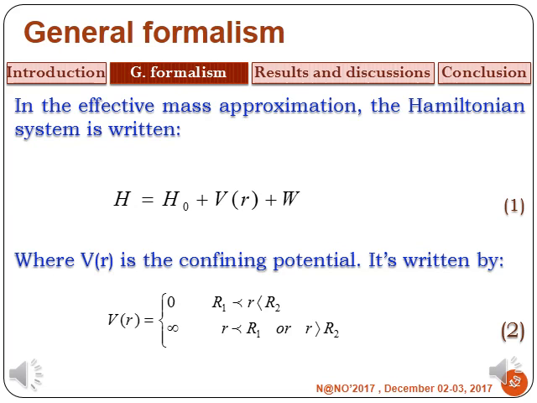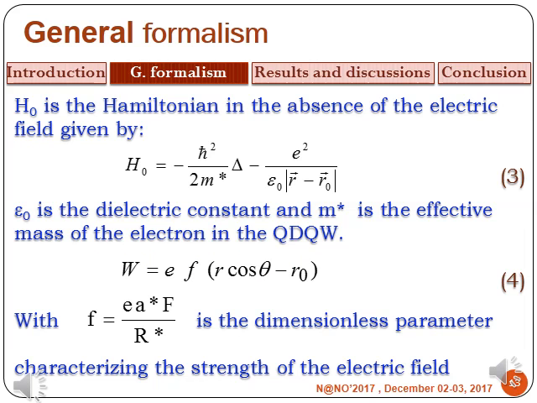In the effective mass approximation, the Hamiltonian of the system is written by expression 1, where V(r) is the confining potential written by expression 2. R1 and R2 denote the inside and outside radius of the quantum dot quantum well respectively. H0 is the Hamiltonian in the absence of the electric field, given by formula number 3. W is the energy created by the electric field, with F the dimensionless parameter characterizing the strength of the electric field.